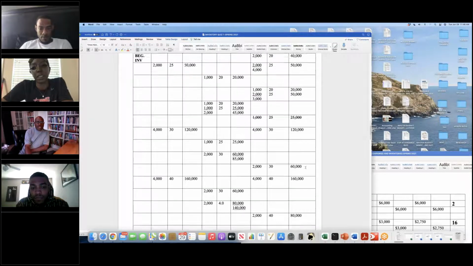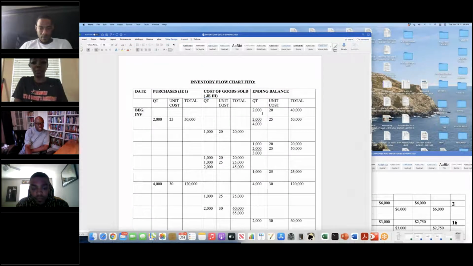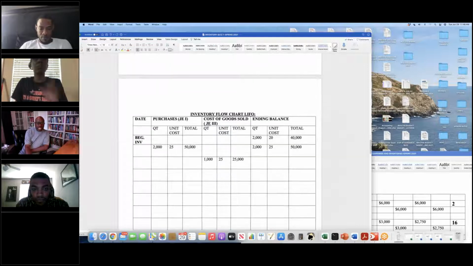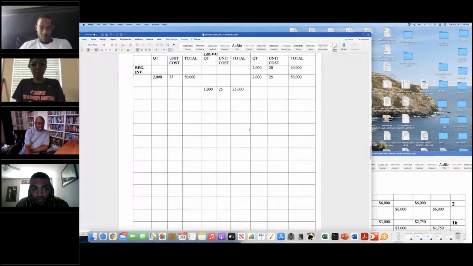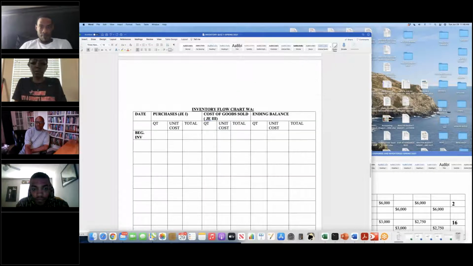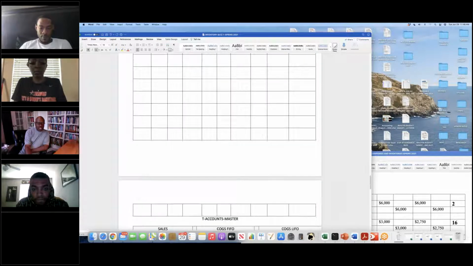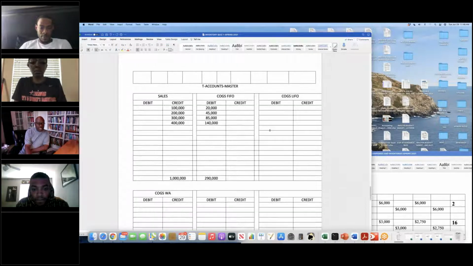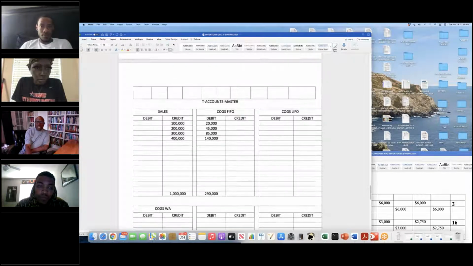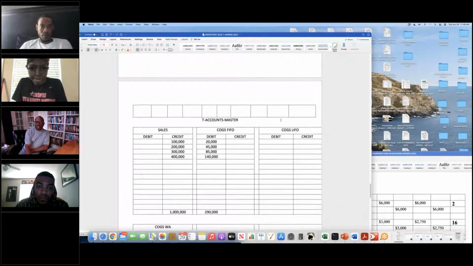Okay. So you've got to do a flow chart for LIFO. You've got to do another one for weighted average. So the flow chart changes. When we get to the T accounts, the sales T account is done. You don't have to change anything. The LIFO and weighted average T accounts have to be done, but the sales is already done. Are there any questions?